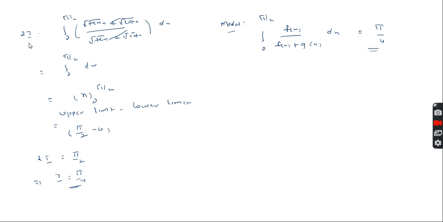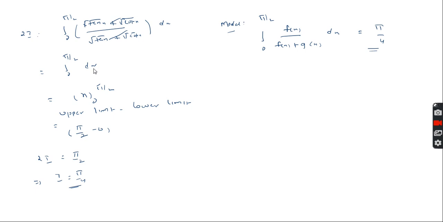I plus I is nothing but 2I, that is the integral from 0 to pi by 2. Here the denominators are the same, that is root tan x plus root cot x, so we can add the numerators. One numerator is root tan x, another numerator is root cot x. Adding, we get the integral from 0 to pi by 2 of root tan x plus root cot x by root tan x plus root cot x. Both are the same, cancel them, leaving the integral from 0 to pi by 2 of dx.